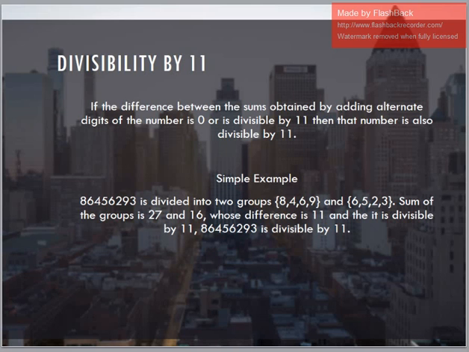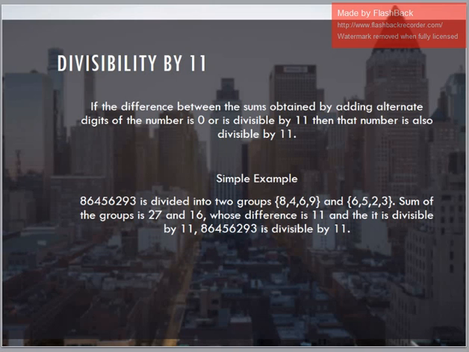So, sum of the group is 27. Yung pinakauna, yan. 8 plus 4 is 12. 12 plus 6 is 18. 18 plus 9 is 27. And same goes to the other group. Kumbaga, inad-add lang yung apat na numbers sa isang group. And then, whose difference is 11. So, ipag minus natin yung 27 to 16, ang difference ay 11. And it is divisible by 11. So, 86,456,293 is divisible by 11.